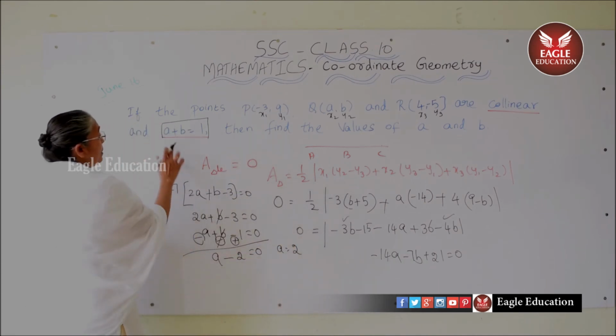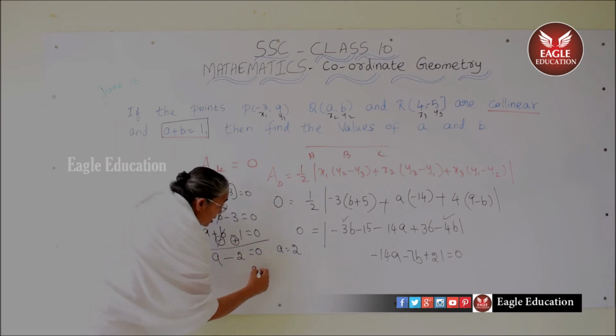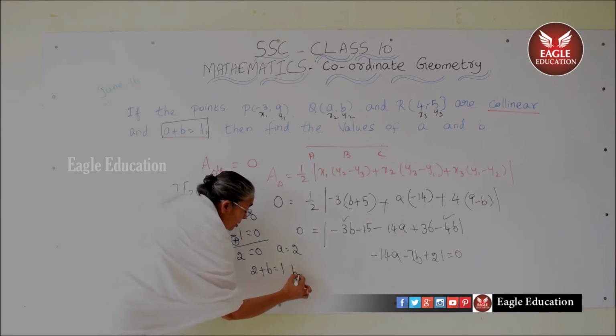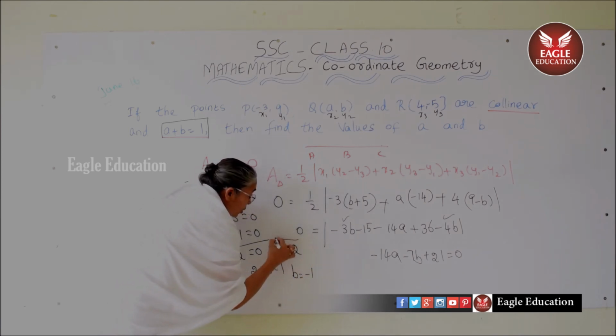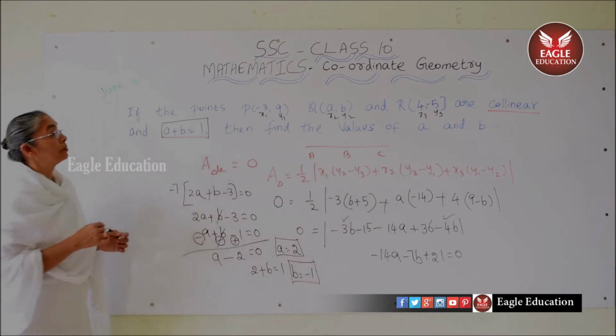Now, we have to find the b value. We can substitute in the equation a plus b is equal to 1. So, 2 plus b is equal to 1, or b is equal to minus 1. So, the a value is 2, and the b value is minus 1.